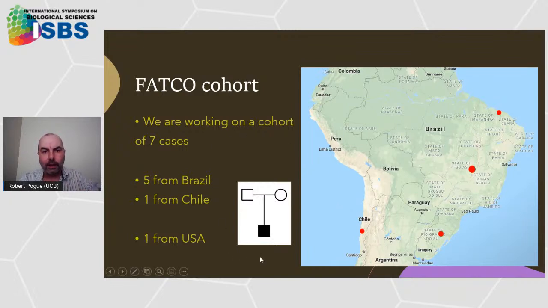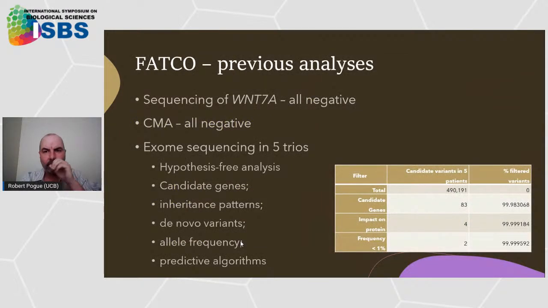In all of the cases we have the following inheritance pattern, where the parents are phenotypically normal and the child is affected. Now, this could suggest either new mutations, or it could suggest autosomal recessive inheritance, among other possibilities. So in order to analyze these patients, the first thing that we did, as I already mentioned, was sequencing of the Wnt7a gene, and all of the patients were negative for mutations in the gene, suggesting that we didn't have any cases of Fuhrmann syndrome.